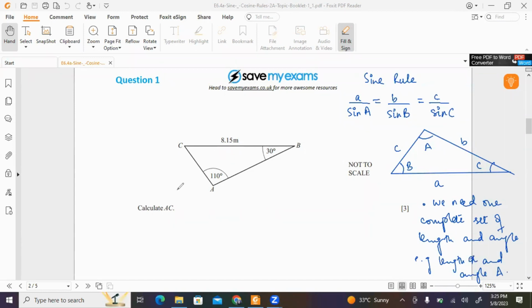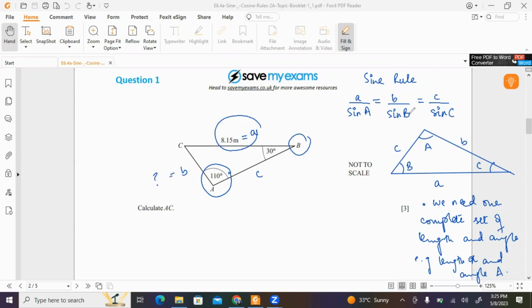The question says that we have to find the length AC. They've given us CB, they've given us angle A, and they've given us angle B. If this is B, then this would be small b, this would be small a, and this would be small c. So they're asking us to find the small b. If you look at the given information, we have one complete set. We have angle A, we have length a, we have angle B, but we don't have the length b.